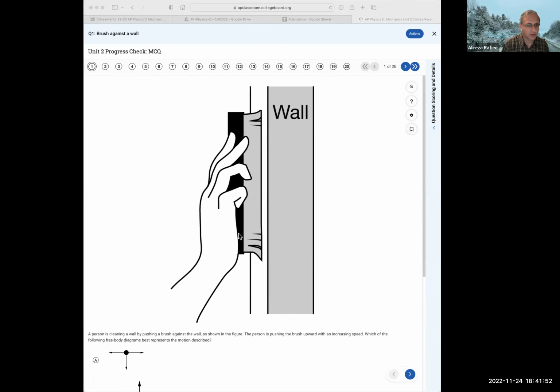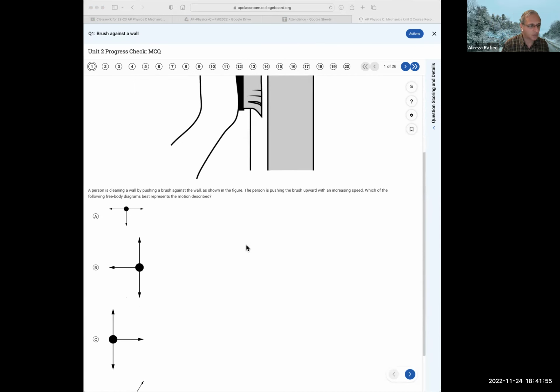It says, this is the wall. There's something connecting to the wall. So the person is cleaning the wall by pushing a brush against the wall, as shown in this figure. The person is pushing the brush upward with an increasing speed. What does it mean, pushing upward with an increasing speed? What do you learn from this little tiny sentence?